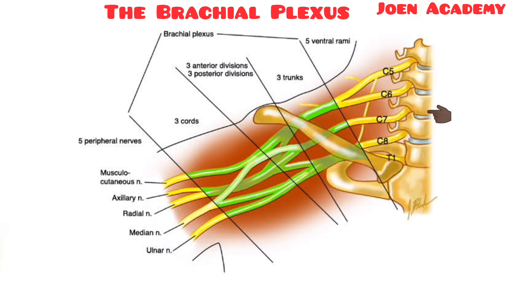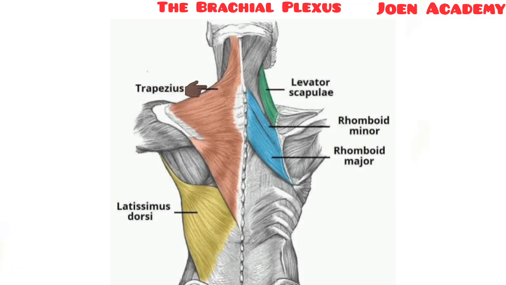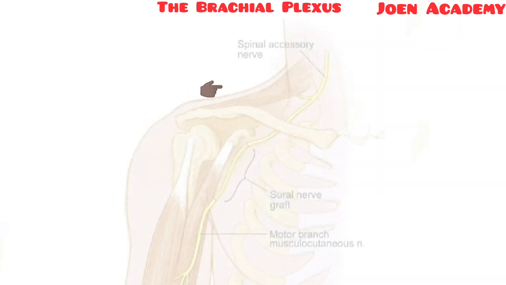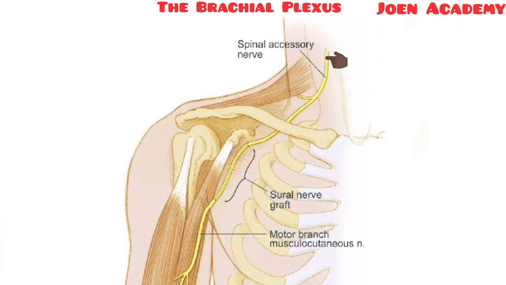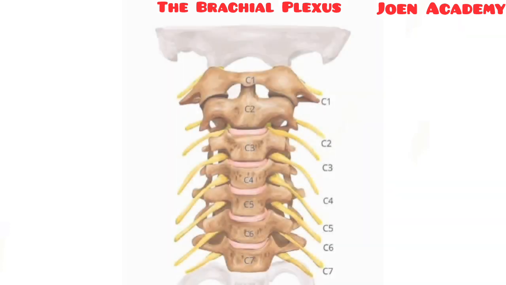This interconnection of nerves is actually responsible for the motor innervation of all the muscles of the upper extremity, with the exception of the trapezius and levator scapulae. The trapezius is actually supplied by the spinal accessory nerve, that is the cranial nerve 11, while the levator scapulae is supplied by the cervical nerve 3 to 4 and dorsal scapular nerve.